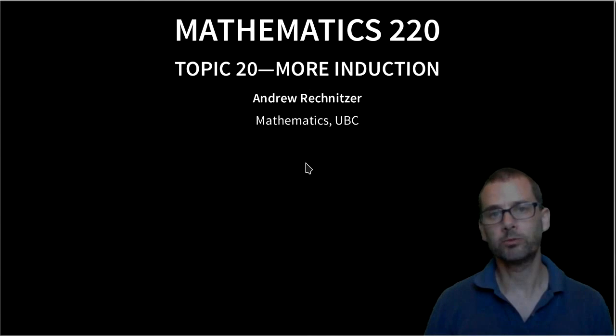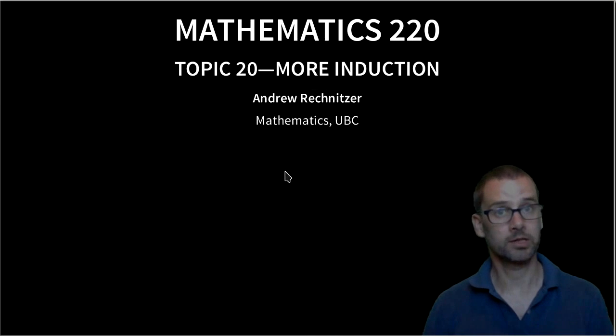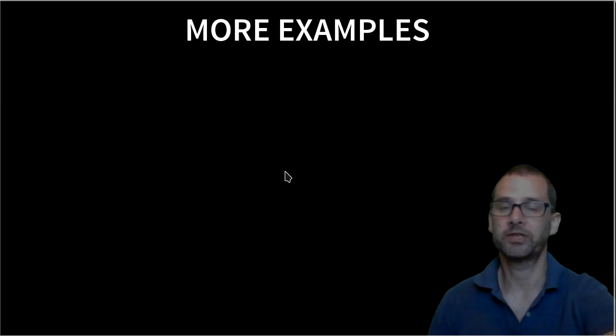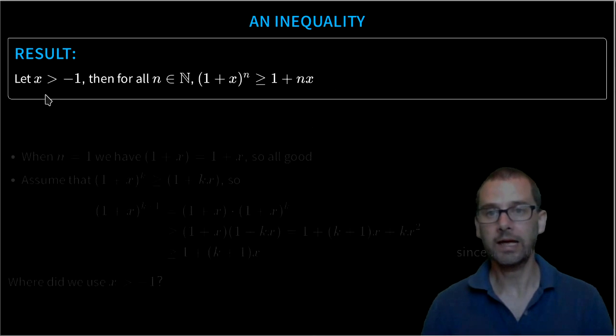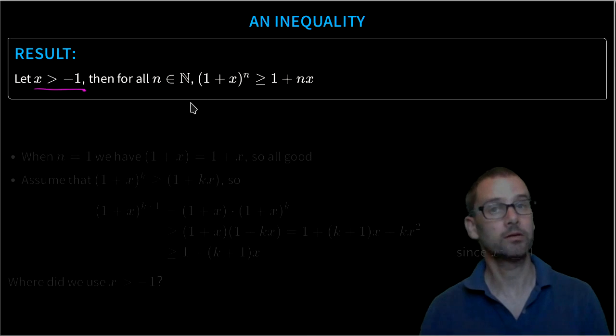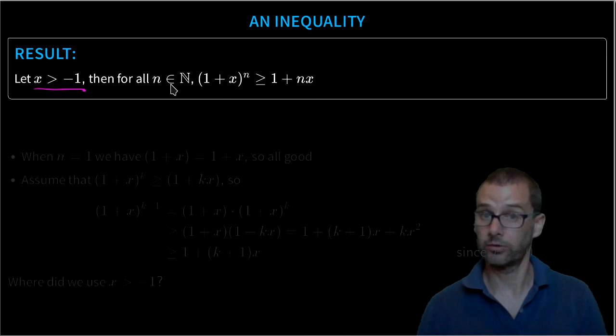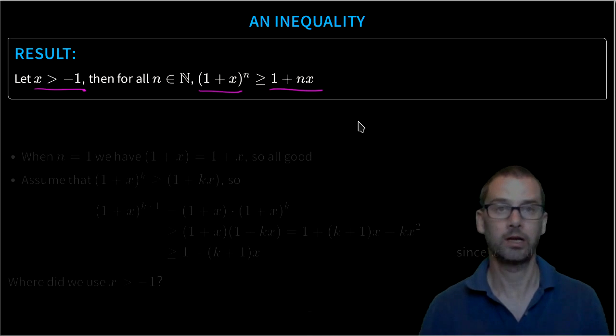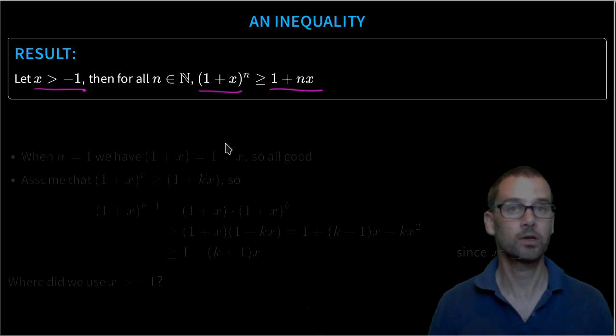Okay, let's just do a couple more standard examples of induction. We'll go into something a little bit more complicated after we've done these. Okay, so just a couple of standard examples. Let x be any real number larger than 1, then for all natural numbers n, 1 plus x to the n is bigger than or equal to 1 plus nx. Okay, this is a fairly standard inequality result.